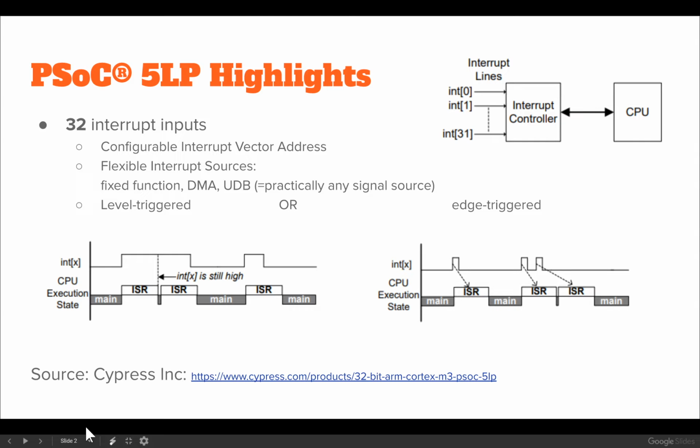There are two types of interrupts. Either you have level triggered, which means that if your interrupting signal goes high for a longer time, then you may have several interrupt service calls, as long as the state is high. Or edge triggered, which means that each of these events will be treated as one separate interrupt service routine call.